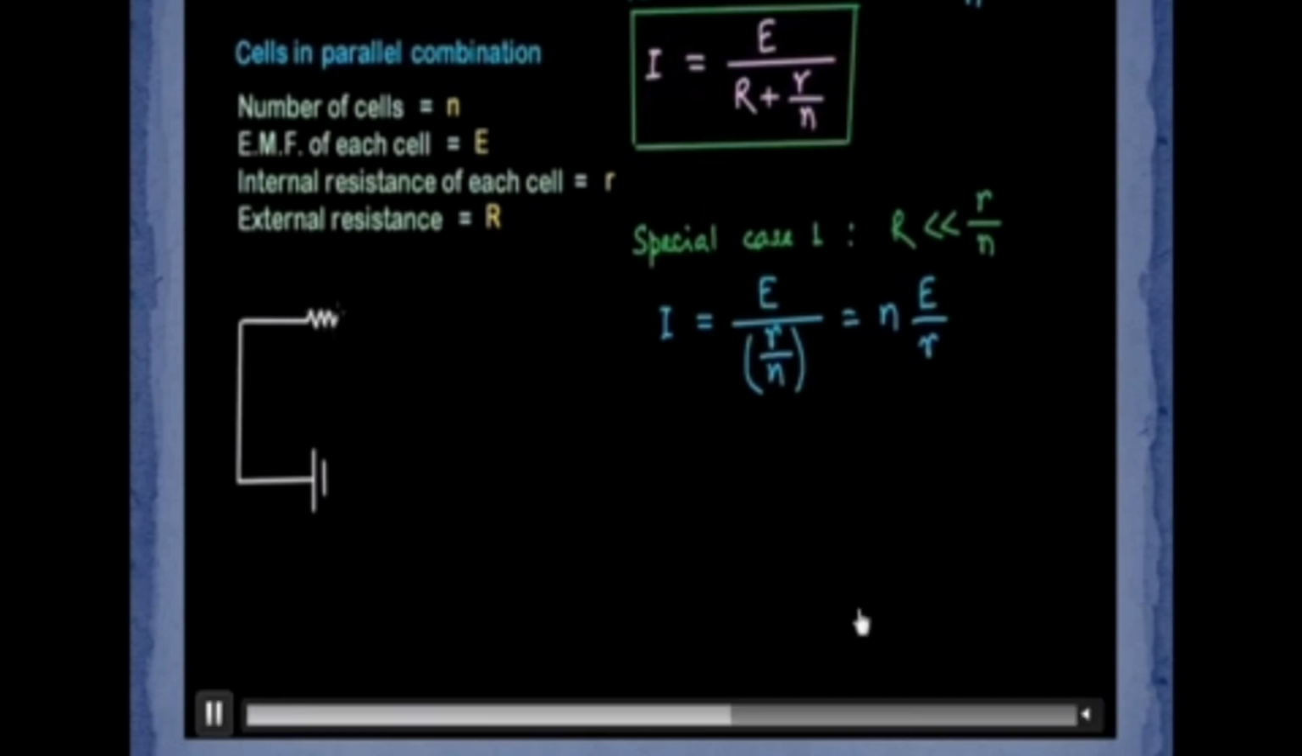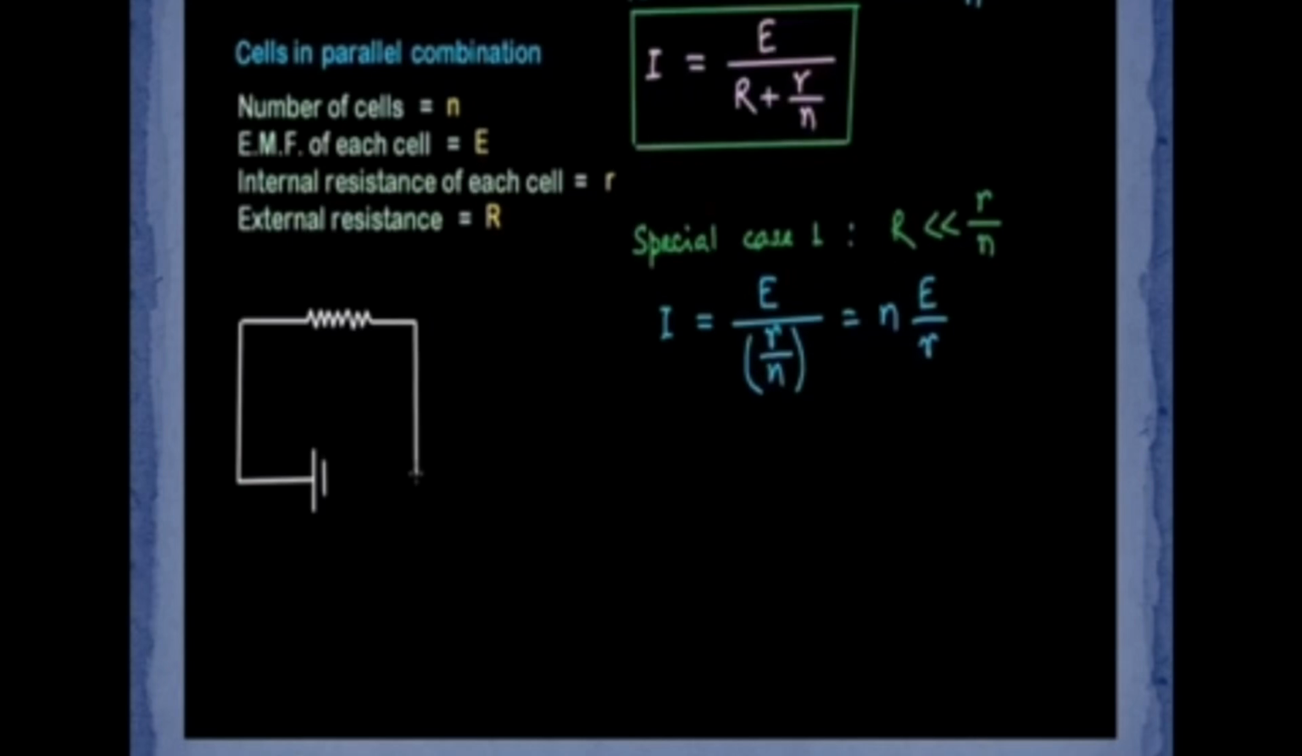Suppose the battery is connected to the resistance R. So it is only depending on the internal resistance of the cell. It is not depending on the external resistance capital R. That is the meaning for special case 1. So I equal to nE by internal resistance r, because R is very much smaller.